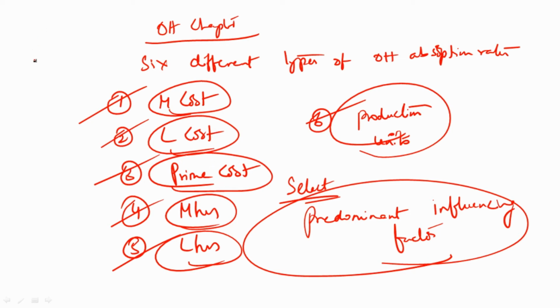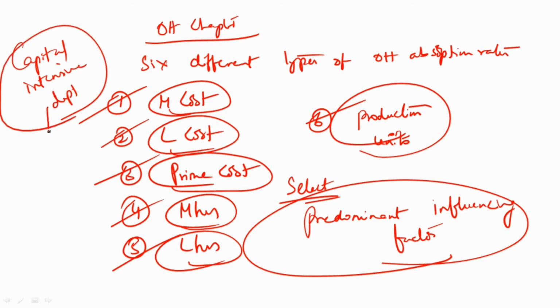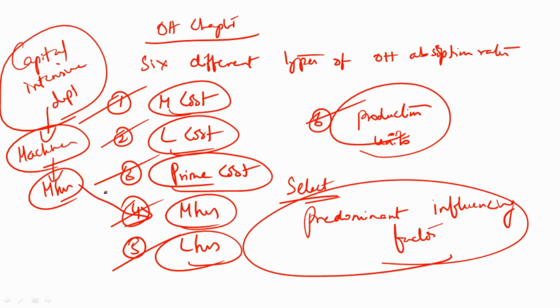Now the next question is, what do you mean by predominant influencing factor? Let's say there is a capital intensive department. From the name itself, you can understand. What do you mean by a capital intensive department? More machines will be there in this department. So when there are a lot of machines in a department, obviously the predominant influencing factor in that department is machines. So I'll be using the machine absorption rate.